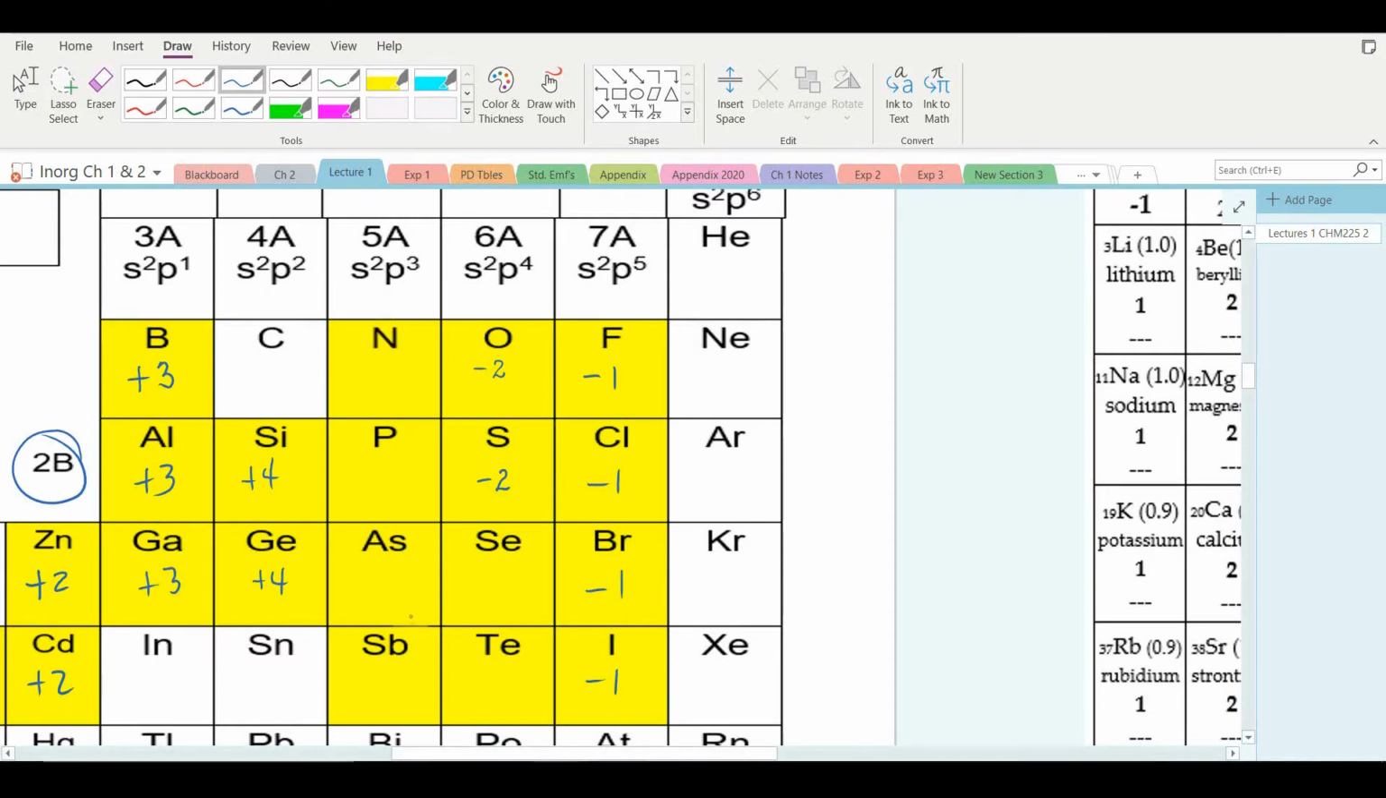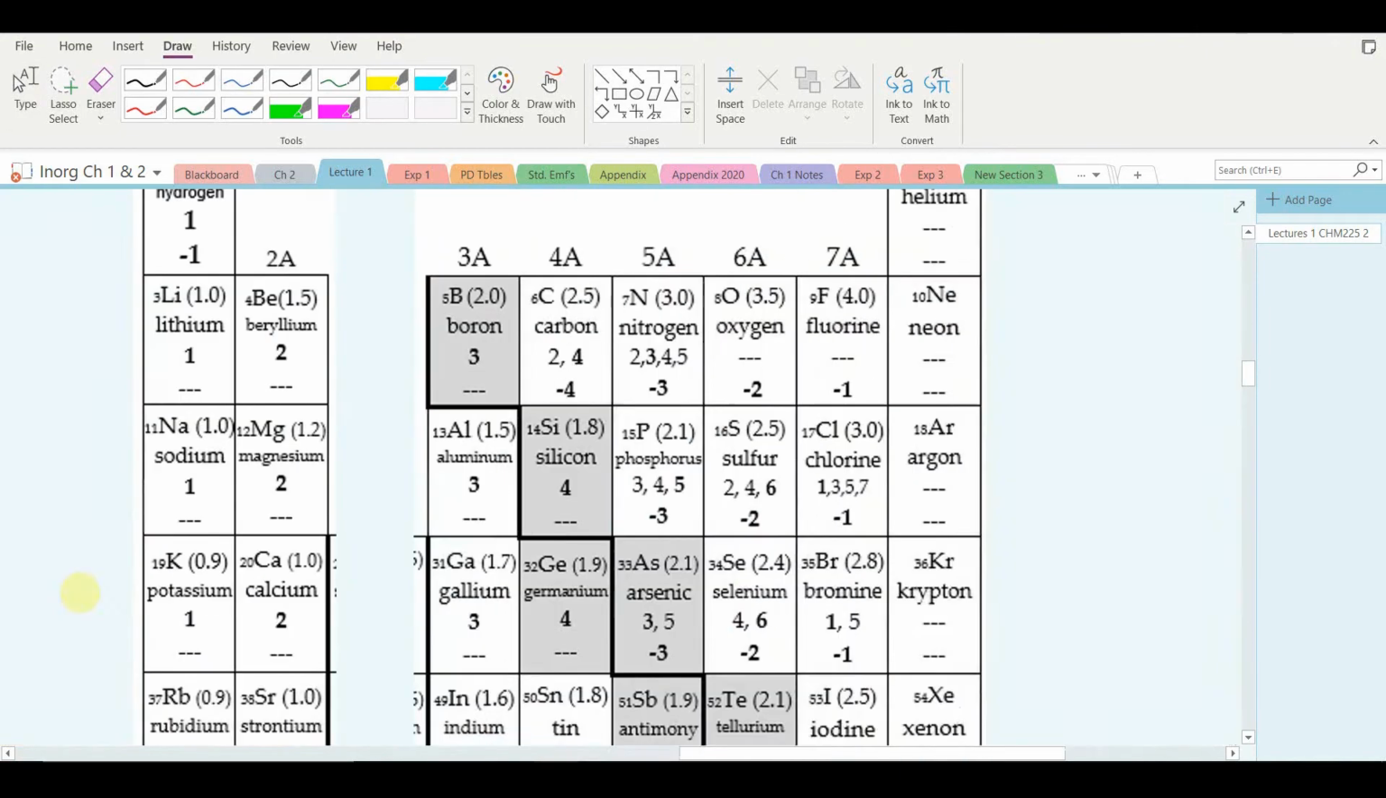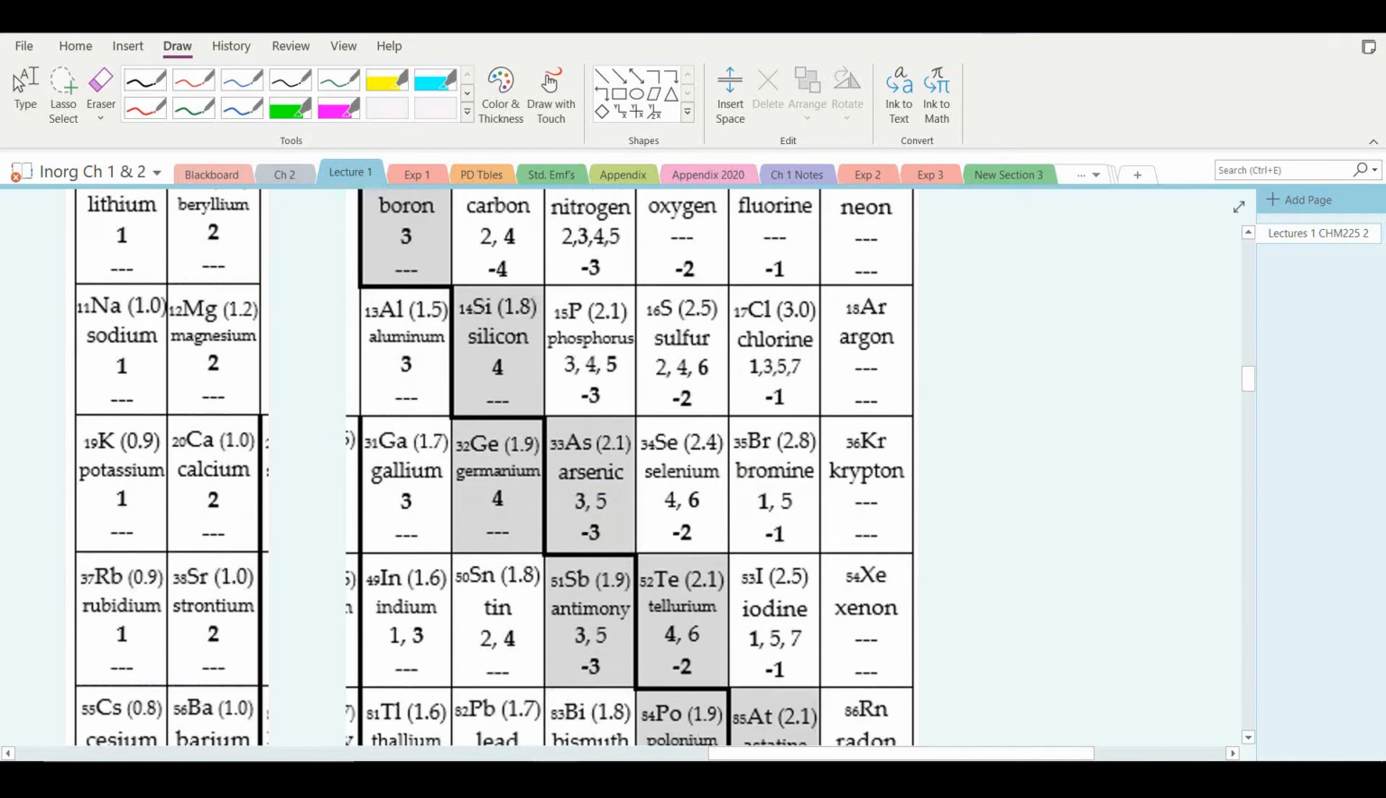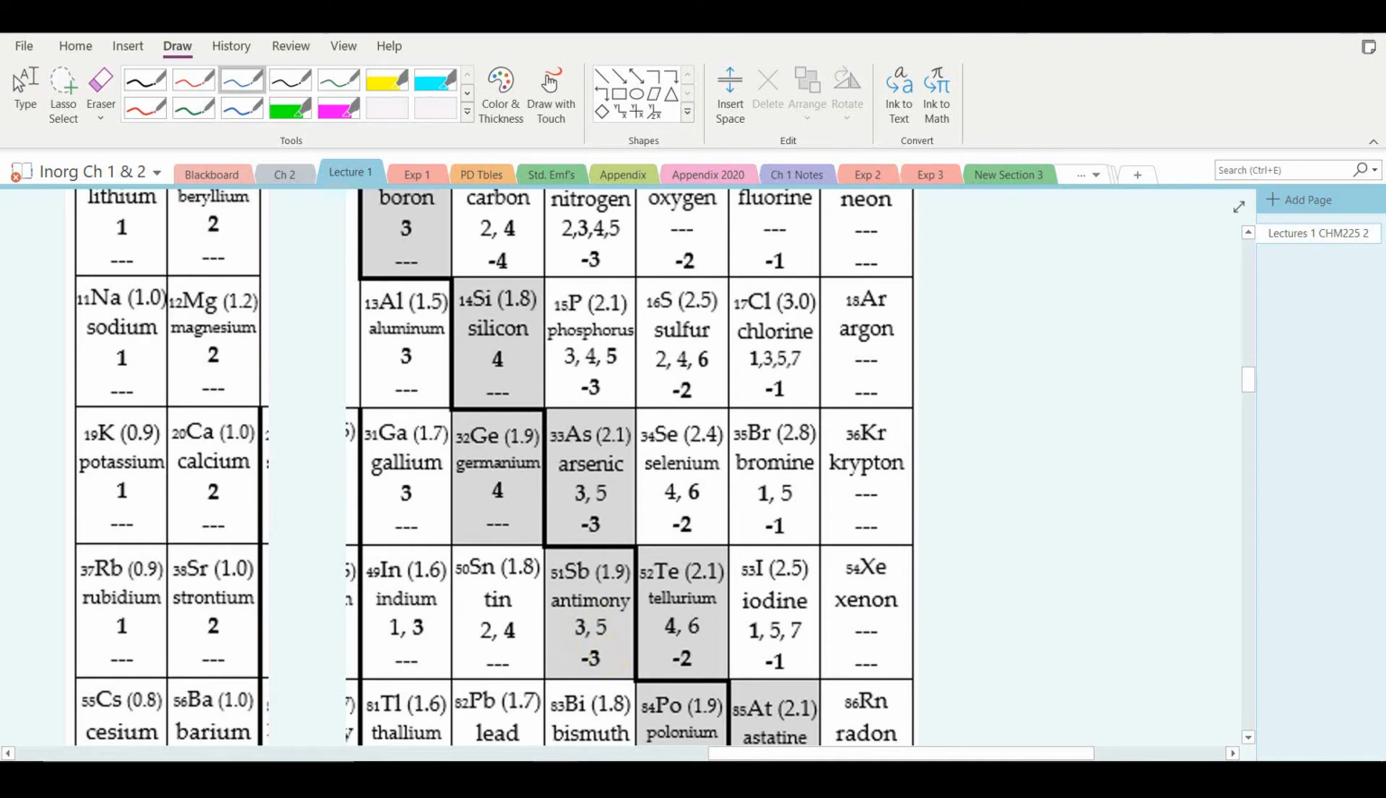Okay, how about group 5A? Let's take a look at the periodic table. What do we see? Nitrogen can be 2, 3, 4, 5, or -3. Phosphorus 3, 4, 5, or -3. Arsenic 3, 5, or -3. Antimony 3, 5, or -3. So what's going on here?